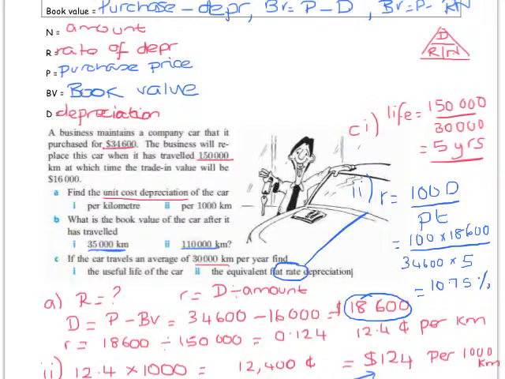So what it's saying is, instead of working out the unit cost, if it just depreciates 10.75% per year, it's the same as depreciating by $124 per 1,000 kilometres.